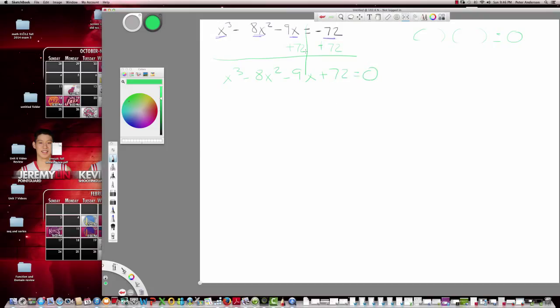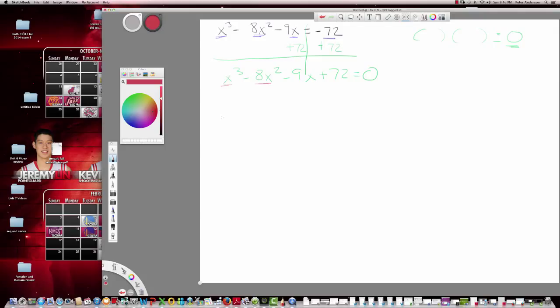Doing this allows me to have the 0, and this is the thing that's important. So from here, what can I do? Well, I'm going to try to solve this by factor by grouping. So what does that mean? Well, I'm going to look at this term here and look at this term and see what they have in common.